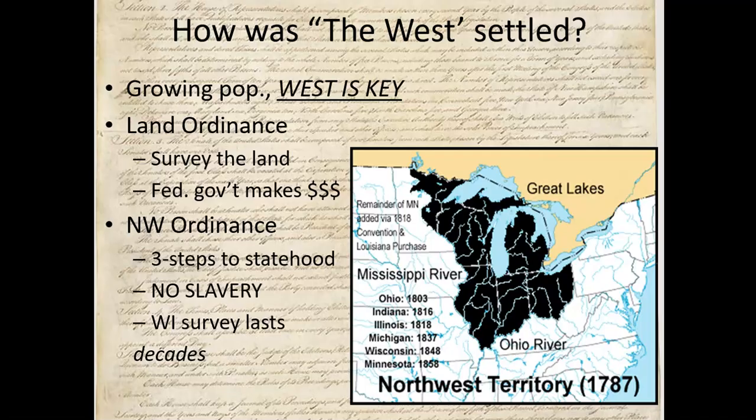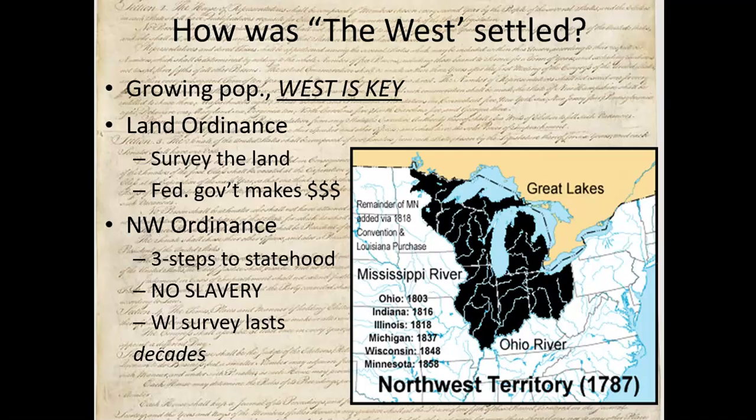Now, what you're looking at shows the states that entered the Union under this law, all of them after the Articles of Confederation had been scrapped. The law also prohibited slavery in this territory, north of the Ohio River and east of the Mississippi River, which meant, theoretically, that all states that formed out of this territory would be forever closed to slavery.